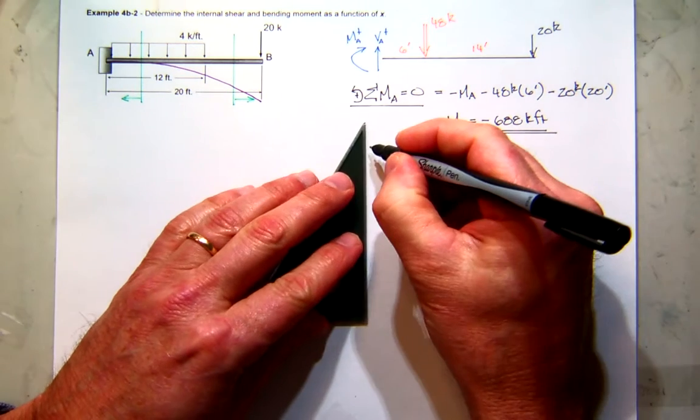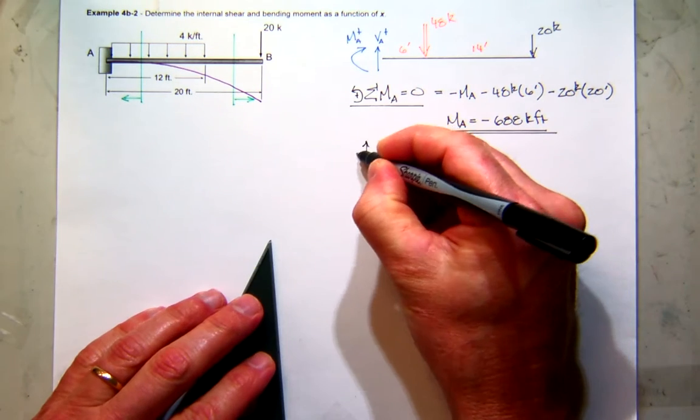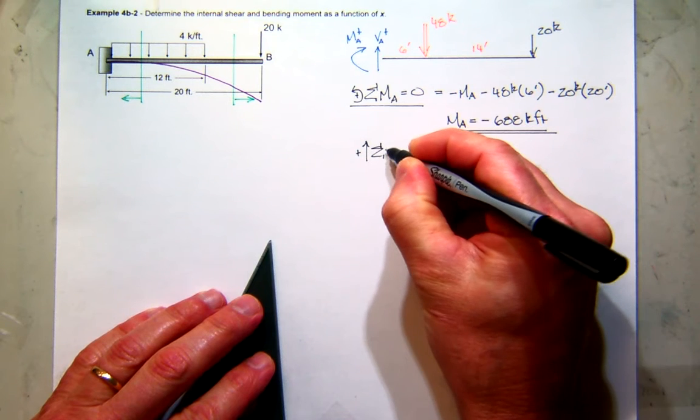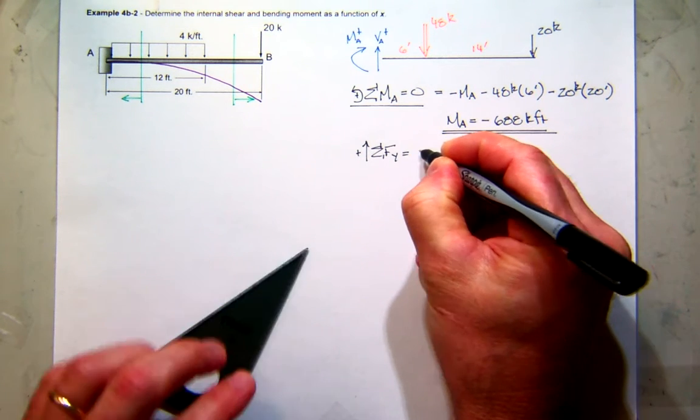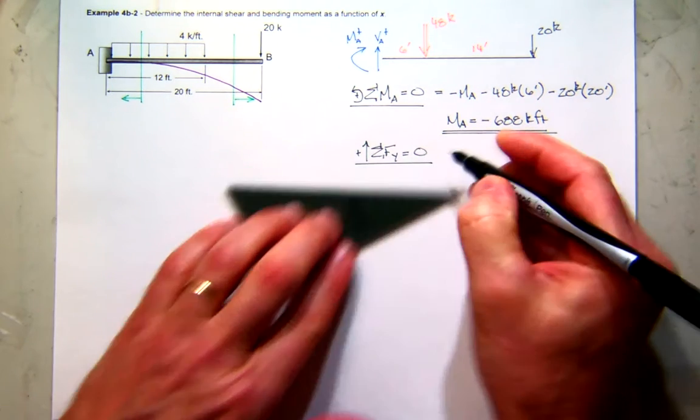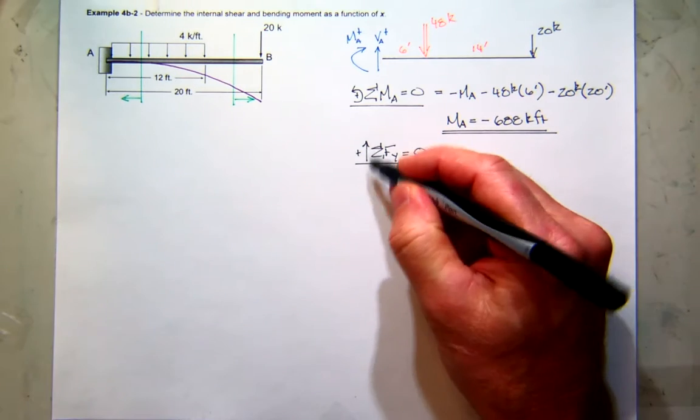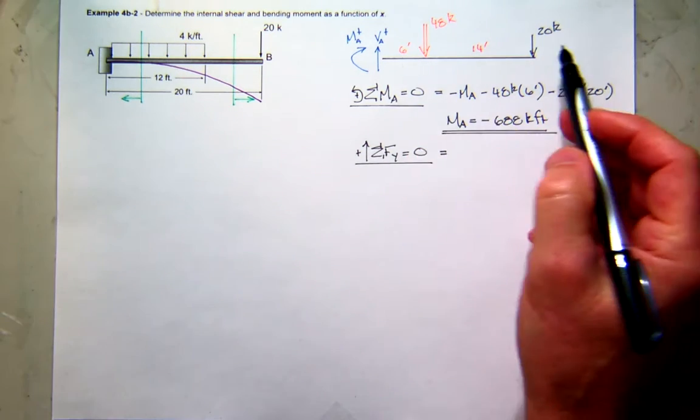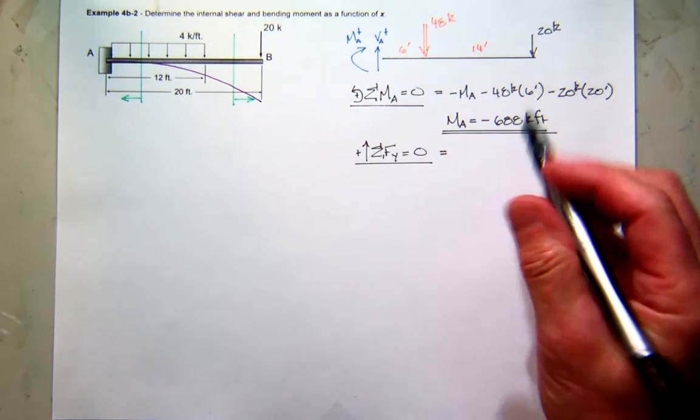Now I can get the shear. All we have to do is sum forces in the y direction and make sure that's in equilibrium. So there's our statement. And now I'm going to assume up is positive. So let's add up all of our forces. That shear force is up, so that's positive.